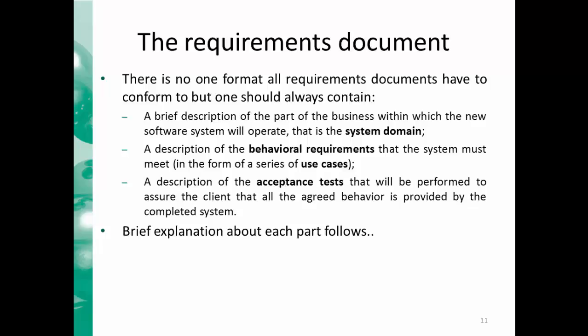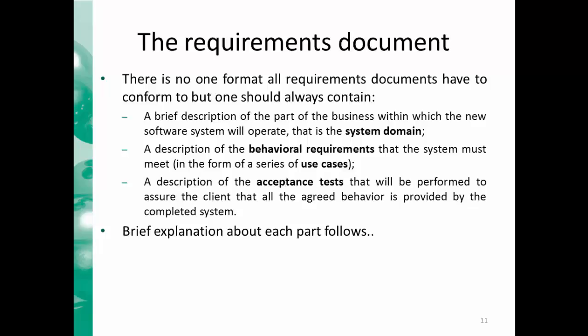Now, the requirement document, as we mentioned earlier, is very important. It must be very clear for both client and software developers, but in general there is no one agreed format on how the requirement document will look. But we all agree that this document should include three important items or sections. The first one is the system domain. The system domain is a brief description of the part of the business within which the new software system will operate.